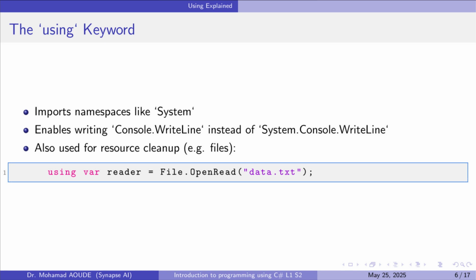In C#, the keyword using lets you import a namespace so you can reference its types without writing the full path. For example, using System means you can write Console.WriteLine instead of System.Console.WriteLine. In newer versions, you can also write using var reader = File.OpenRead("data.txt") to ensure the resource is automatically cleaned up at the end of its scope.